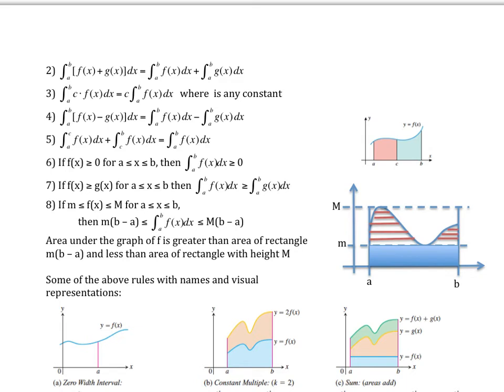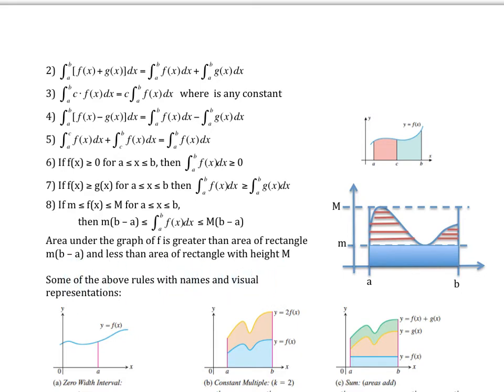So here is little m, the visual part of it, and here's big M. If I make this rectangle, m times b minus a, m is less than or equal to f of x. So this height is less than the f of x height, but the big M is bigger than the f of x height. So this rectangle created down here, and the big rectangle created like this, that huge one. Well, the area under f of x will be somewhere in between the area of the little rectangle and the big rectangle, and that's what this is saying. If the function's between those, then the area is going to be between those. So the area under the graph of f is greater than the area of the rectangle with height little m and less than the area of the rectangle with height big M.